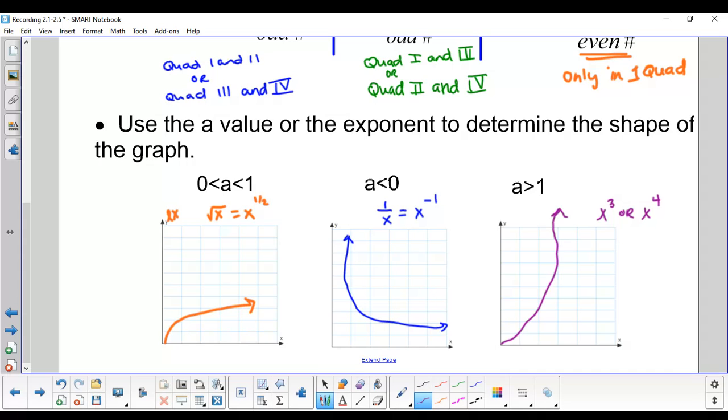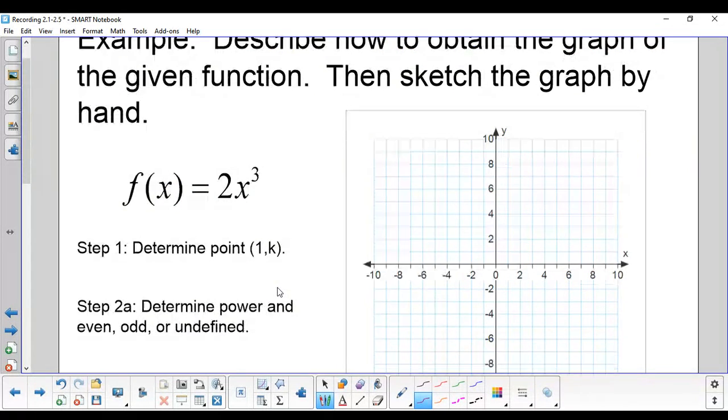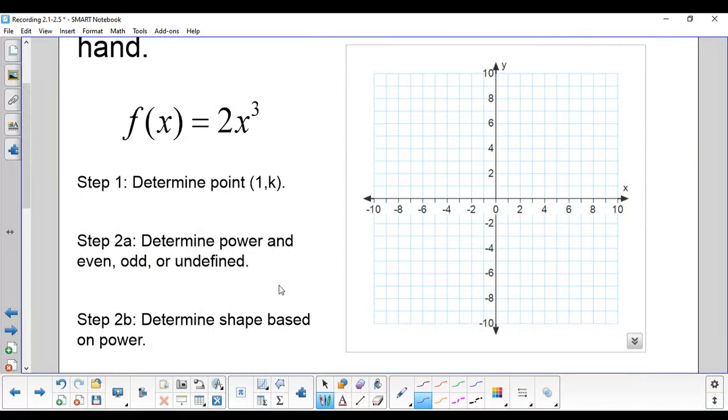Now again, we can have a linear function, but then the exponent is 1, and most of us would not have trouble graphing that. All right, let's move on to some examples. All right, so I have 3 examples for us today. The first example is here, and you're going to graph this by hand.